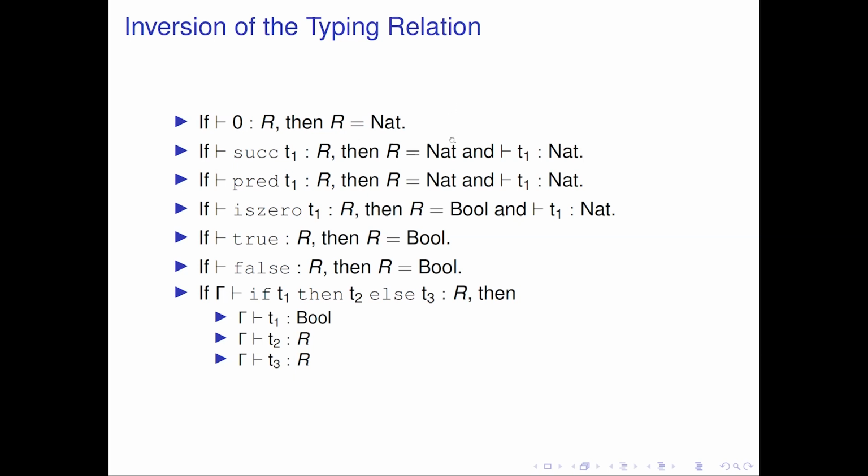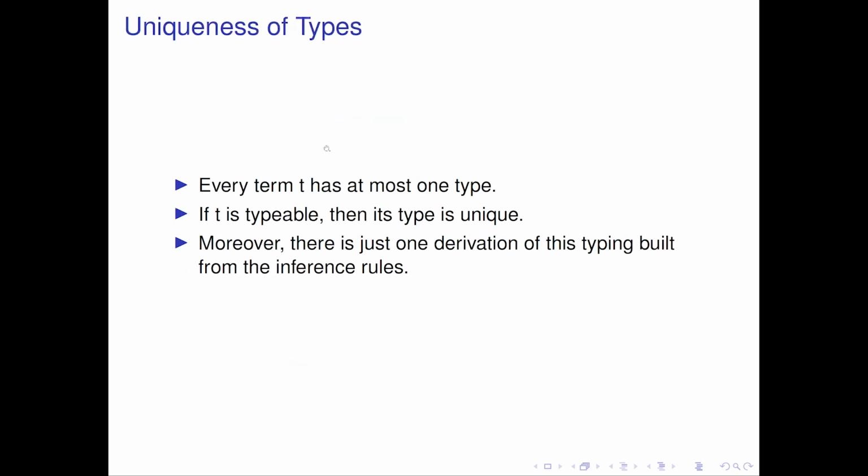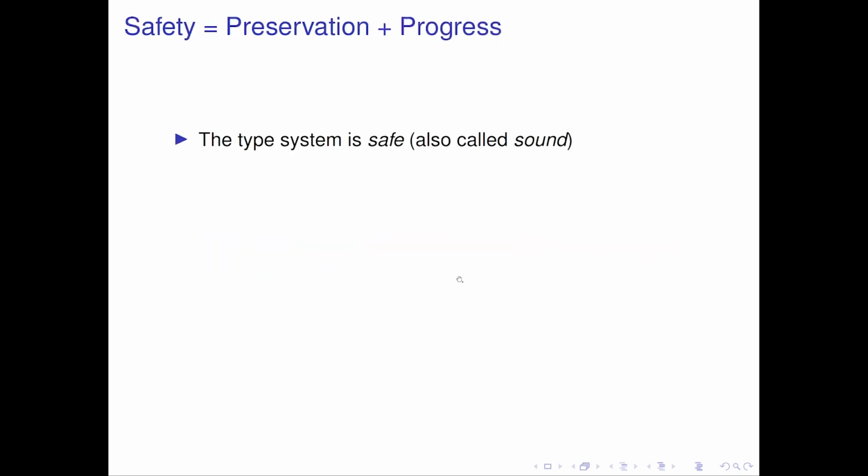Okay, but those are complex things we are not going to go into in this introductory lecture. But this inversion relationship is very, very useful when you go for proofs, proving that a certain term has a certain type. Now, in our language and our type system, every term will have at most one type. The type is going to be unique. And again, because of very simple rules and very simple types, there is just one derivation. Okay, so all this is given by this language.